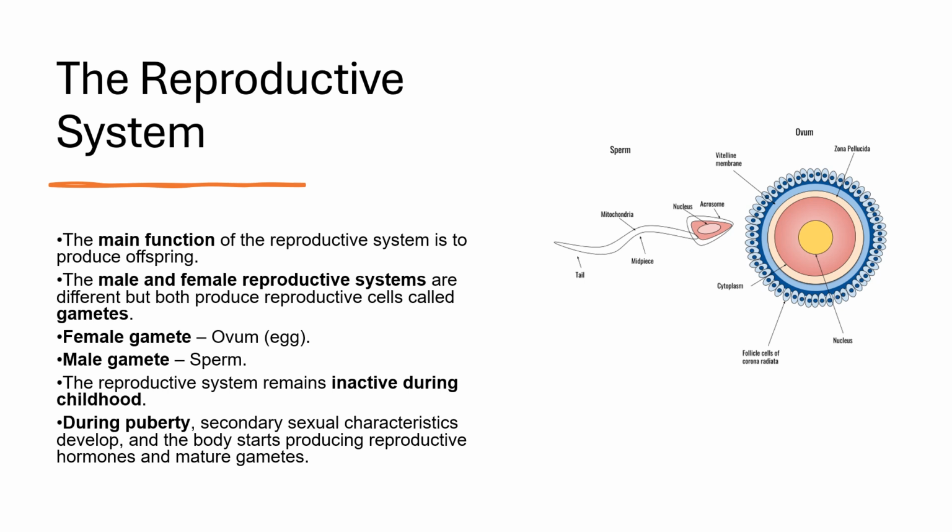So the reproductive system remains inactive during childhood until one attains puberty. During puberty, the secondary sexual characteristics develop, and then the body starts producing reproductive hormones and mature gametes, either the ovum or the sperm.